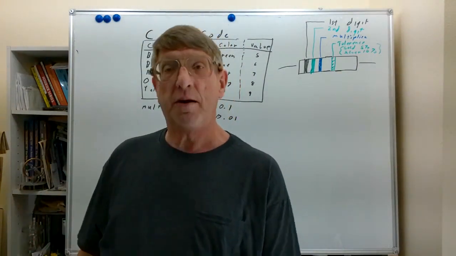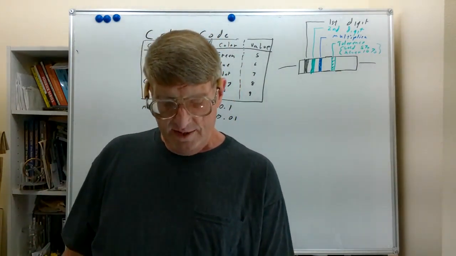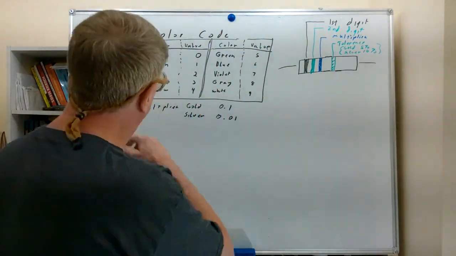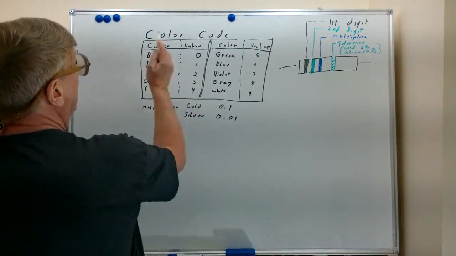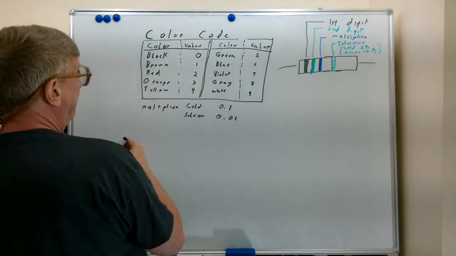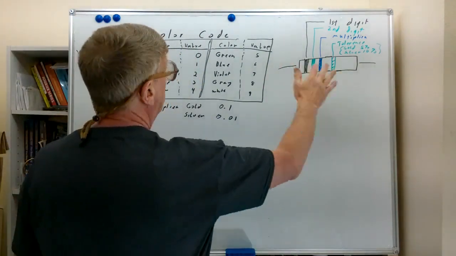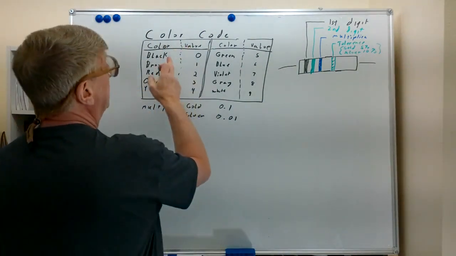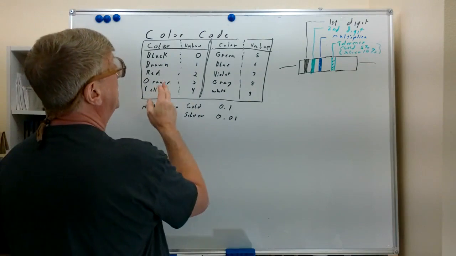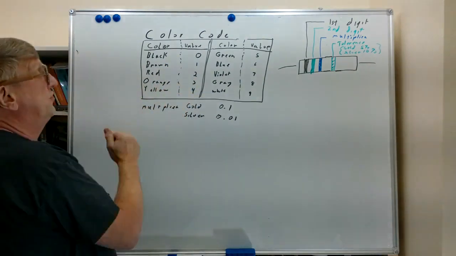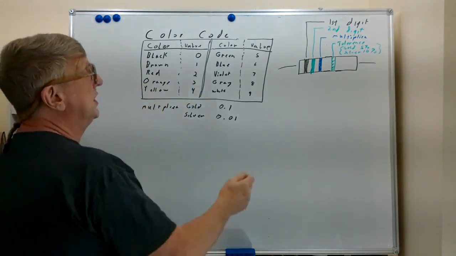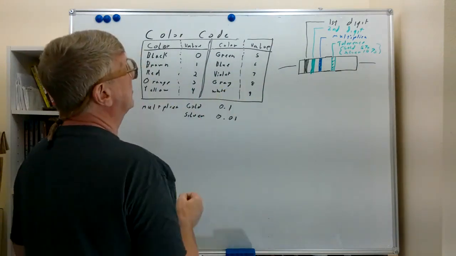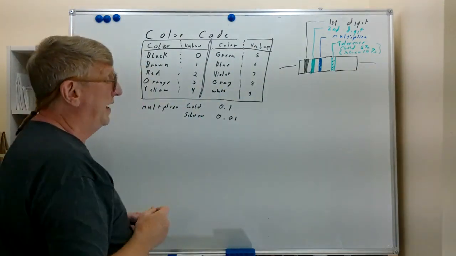Now, when you talk about resistors, we first start thinking about the resistor color code, and I put that up here. We have colored stripes that show up on the resistor, usually painted on there. Black is 0, brown is 1, red is 2, orange is 3, yellow is 4, green is 5, blue is 6, violet is 7, gray is 8, white is 9.